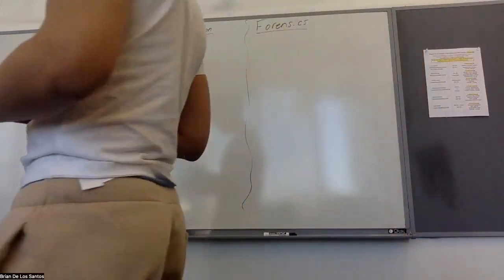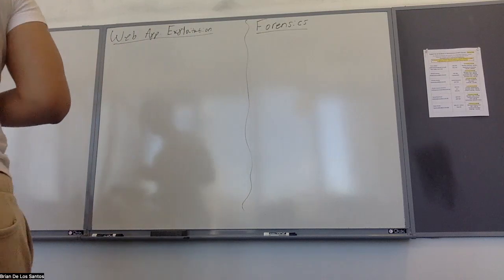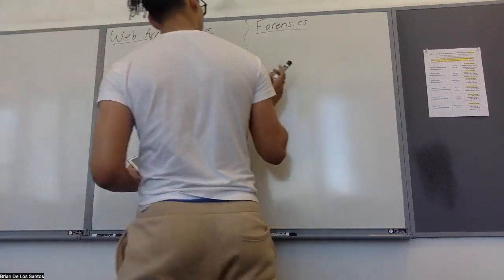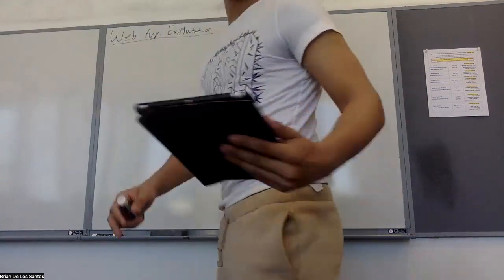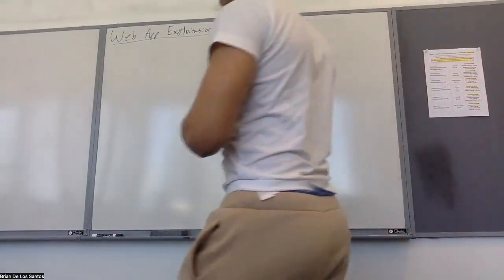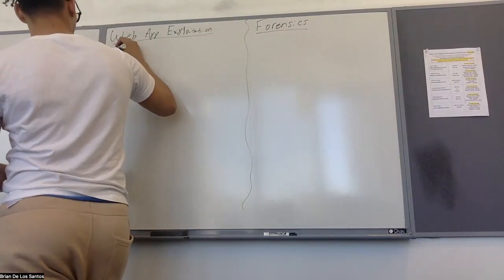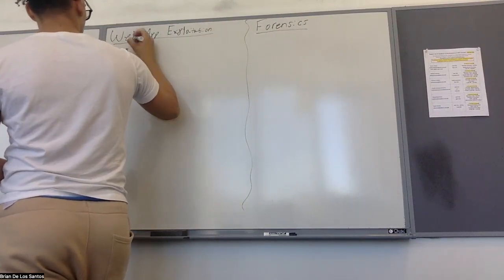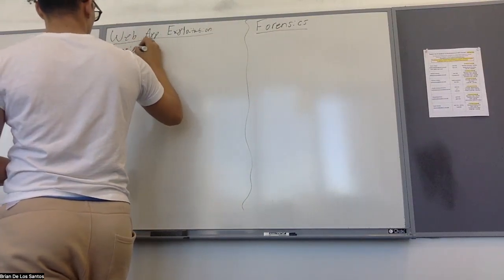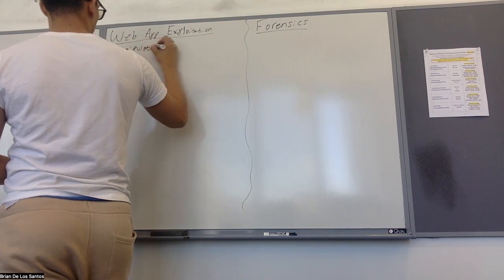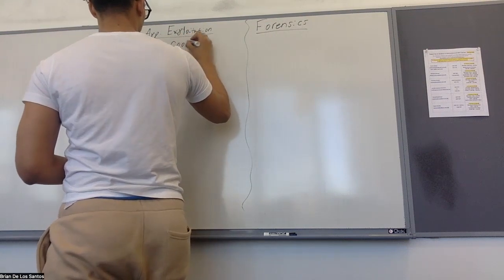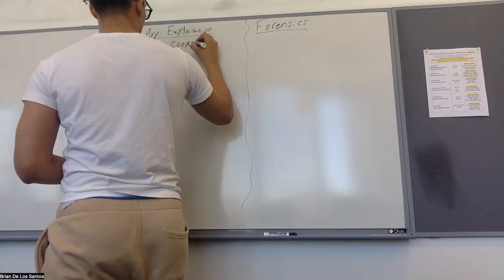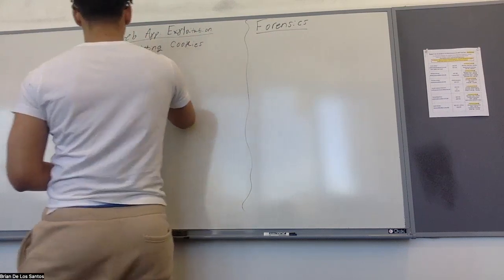Alrighty, so the two topics I'm going to be going over today are web application exploitation and forensics. So first, to start with forensics, many things that you can do in this category are manipulating cookies, and this could be something as simple as changing an admin cookie from false to true. It'll be one of your exercises.